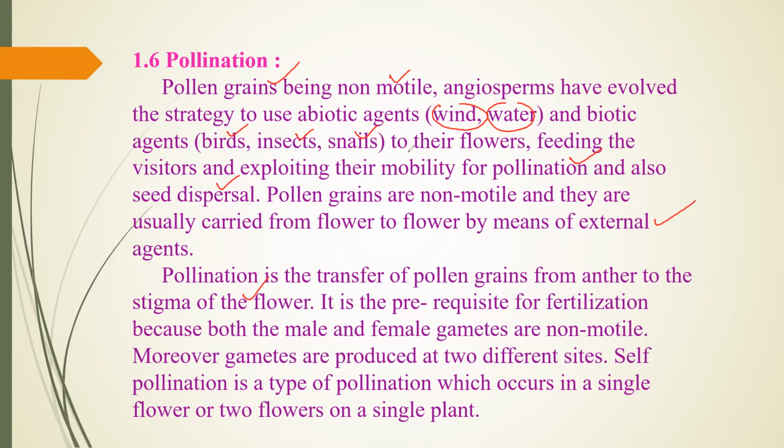In self-pollination, self-pollination is a type of pollination which occurs in a single flower or between two flowers on the same plant. त्याला आपण म्हणतो self-pollination. So pollination which occurs between a single flower or two flowers of the same plant, we call this self-pollination. त्याला आपण self-pollination म्हणतो.